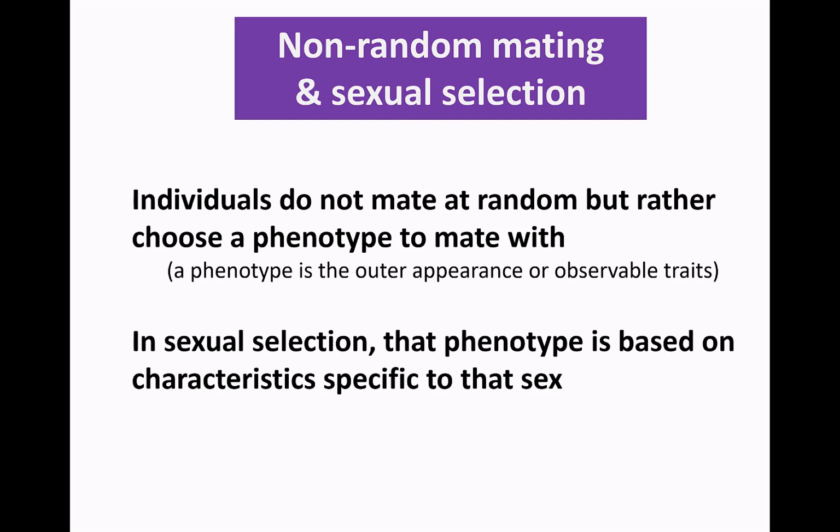Our last mechanism we'll talk about this week is non-random mating. This just means that individuals choose their mates based on some characteristic. We call the collection of outer traits the individual's phenotype. So individuals choose to mate with certain other individuals based on their phenotype. A special case of non-random mating is sexual selection, which is when individuals choose members of the opposite sex based on some characteristics specific to that sex.